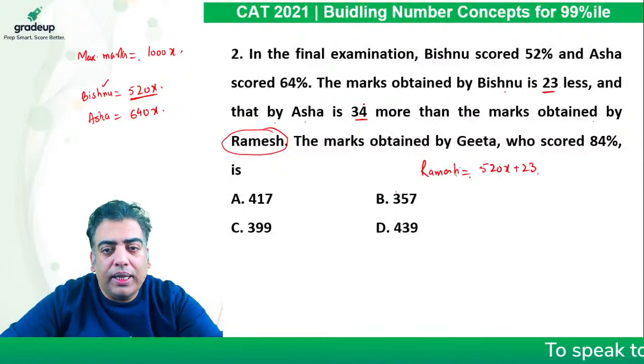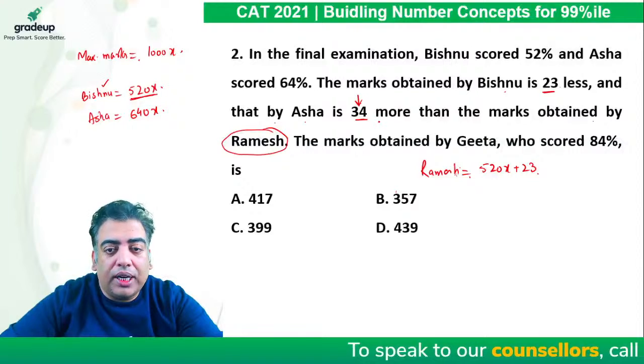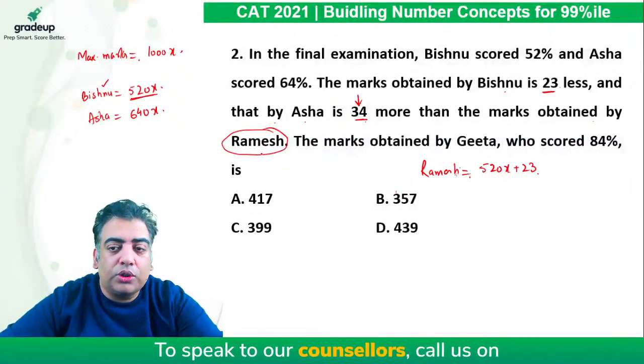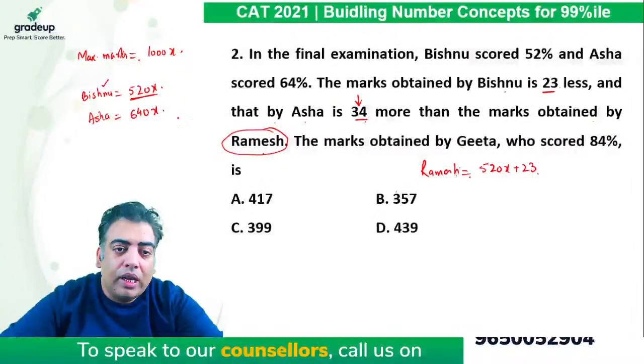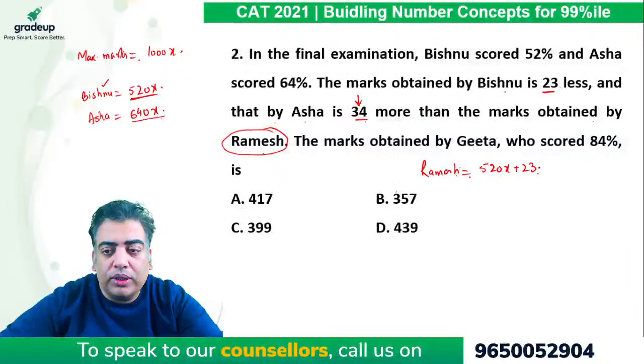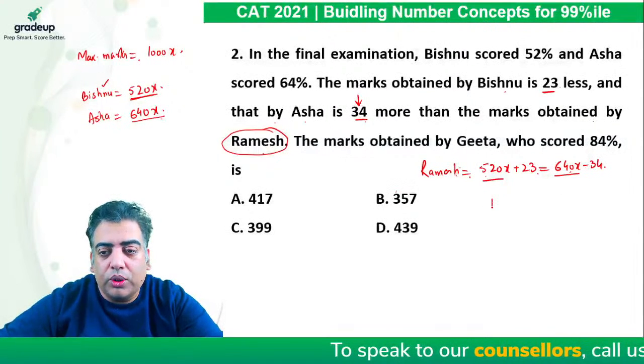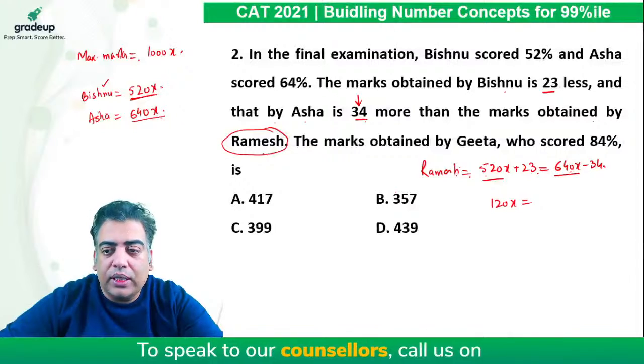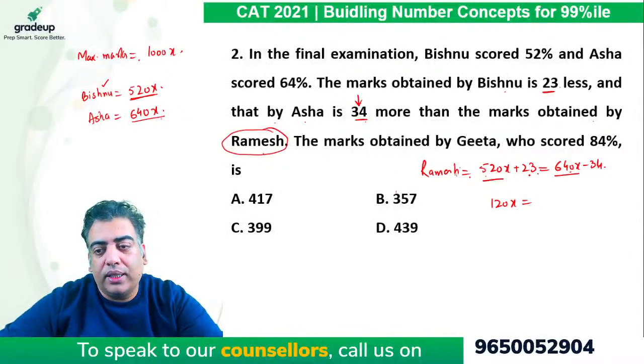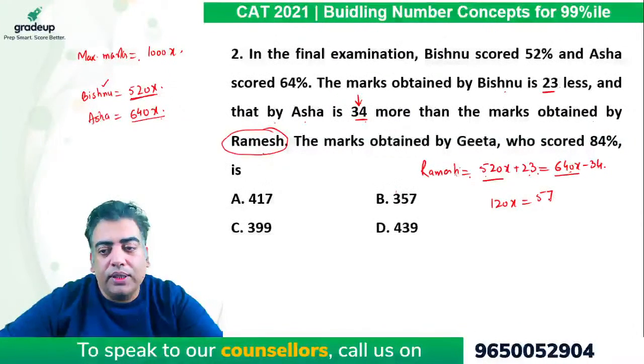It is given to me that the marks obtained by Asha are 34 more than the marks obtained by Ramesh. So this value is 34 more than this, so we can say this is equivalent to 640x minus 34. Now we can solve these equations for the value of x. The difference of these two comes out to be 120x, which equals 34 plus 23, which is 57. So the value of x comes out to be 57 upon 120.